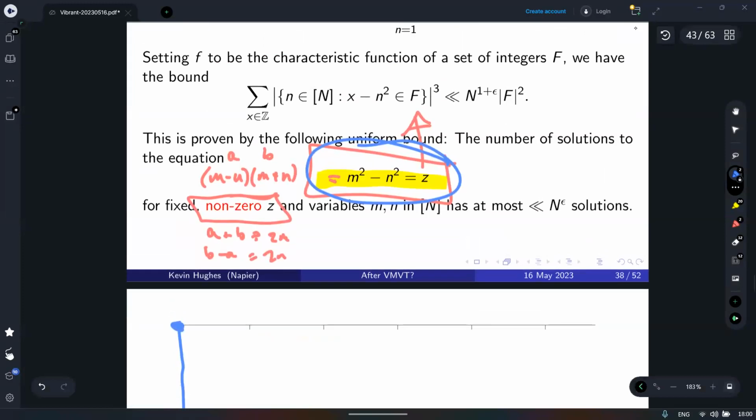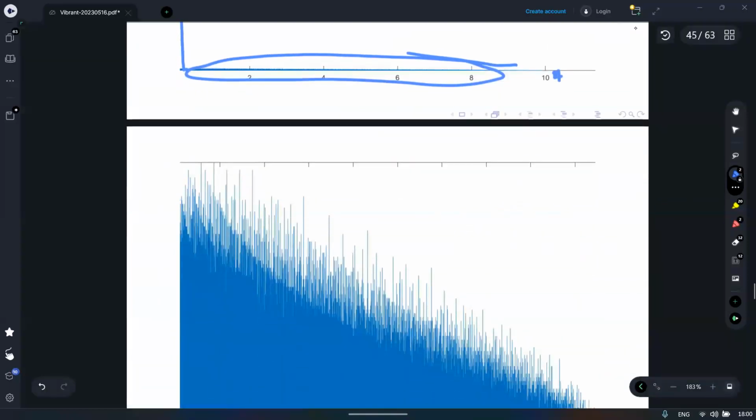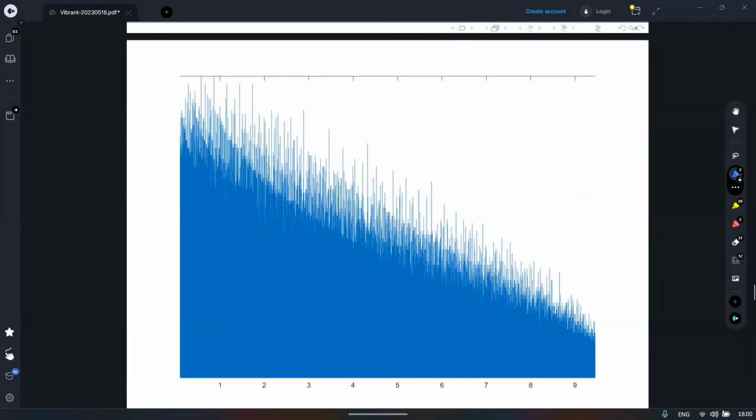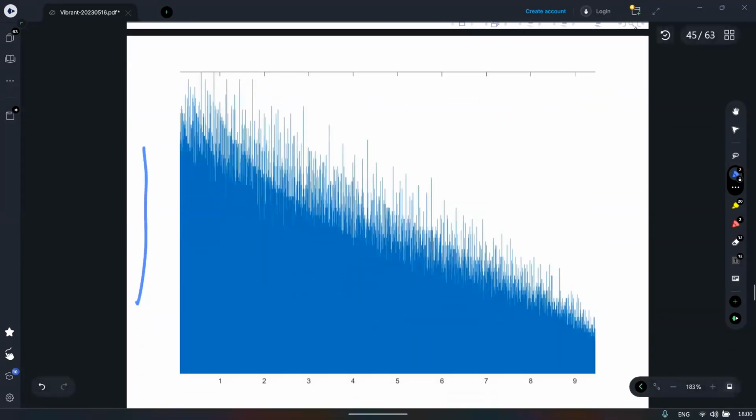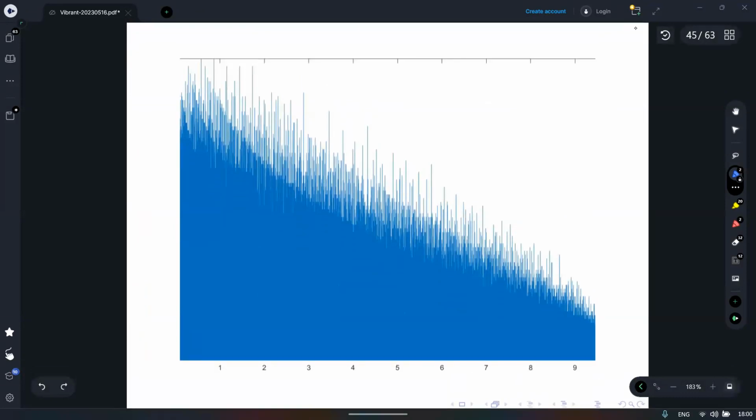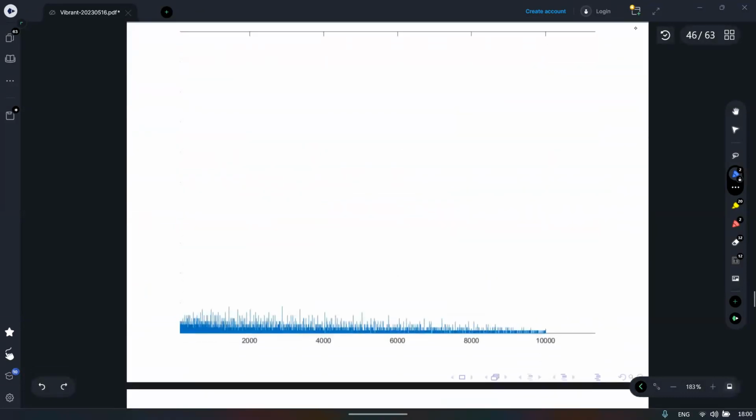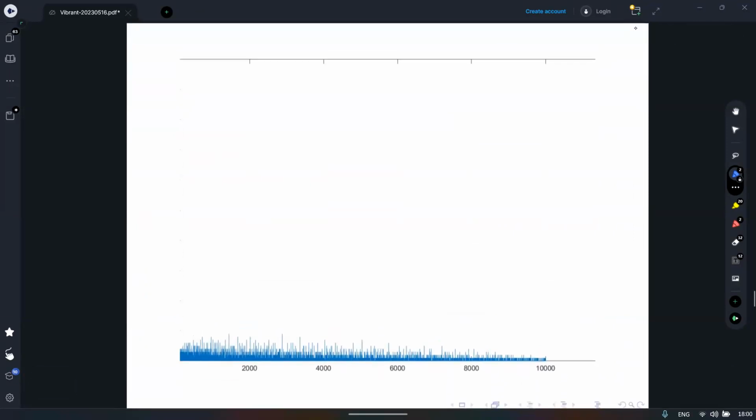Because if I just take m equals n, I get a bunch of solutions for 0, at least n solutions, right? Rather than n to the epsilon. But if I remove that one, there's a lot more structure that you start to see. Right, so that's me zooming in. I throw out this bad 0 value, and I start looking at what happens here. And if you go to higher values, you still get the same thing.